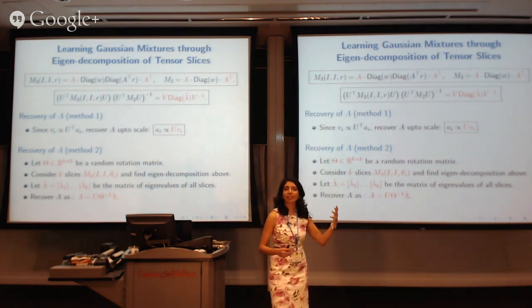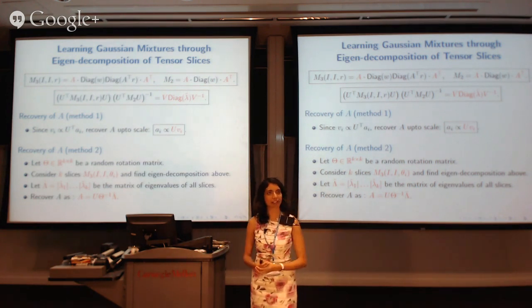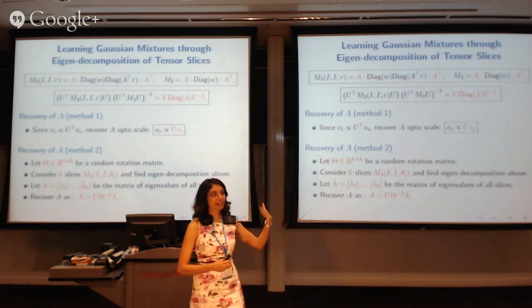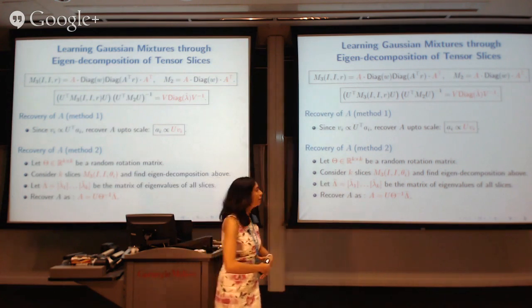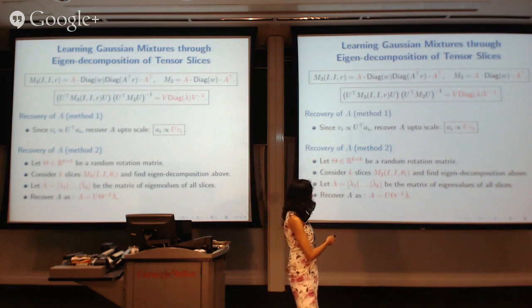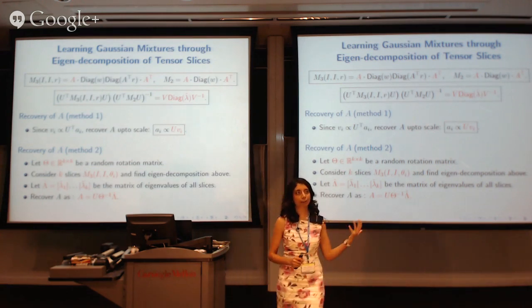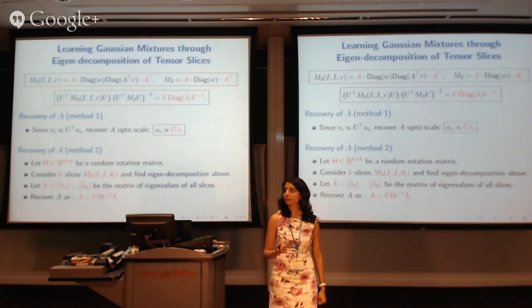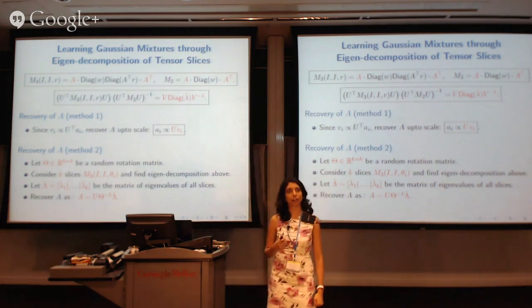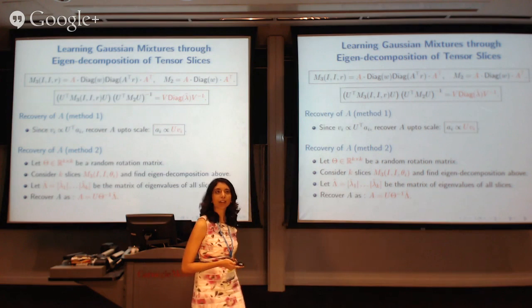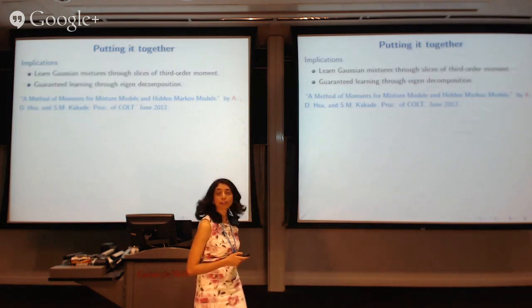So the thing is, with just the second order moments, we could only recover the span of my mean vectors. But by just looking at the slice of my third order moment, we can now recover the matrix A as well as the weights. Of course, once you recover A, it's trivial to recover the weights. So this is the idea that with eigen decomposition, I can recover the components of my Gaussian.